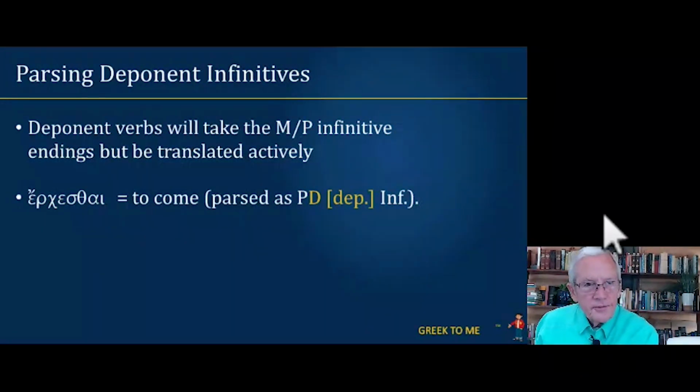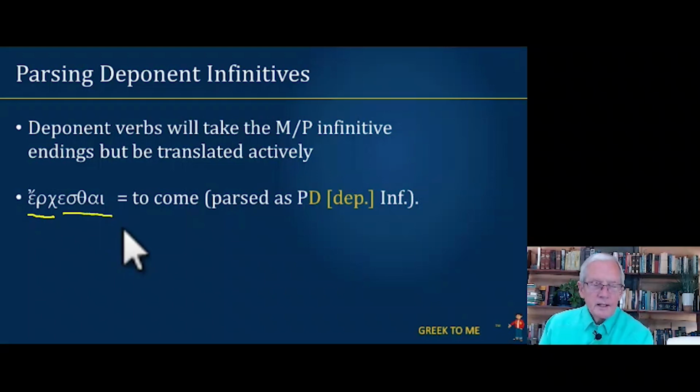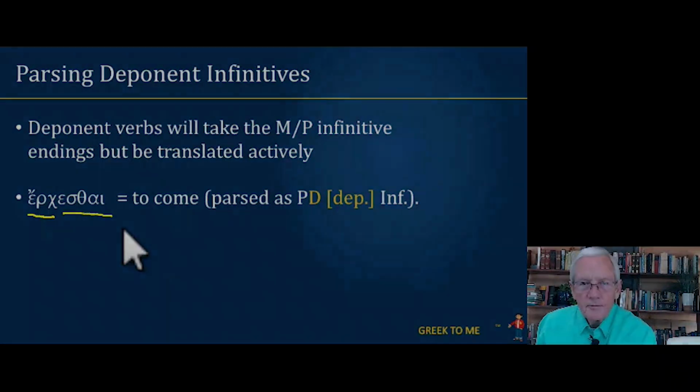Parsing deponent infinitives. They will take the middle passive infinitive endings but be translated actively. So here we have erchesthai. Notice we have a stem plus an ending. Erch, and there's our ending. Remember, presents are characterized by stem plus ending. So here we have the stem, erch, plus the ending esthai, and that's an infinitive ending, and that's parsed as a present deponent infinitive. Now, this is to be followed up by practices in the next set of videos.